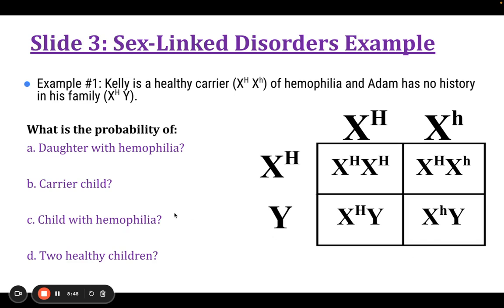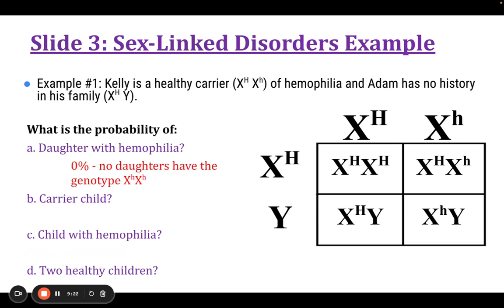So looking at my questions, it asked me what is the probability of having a daughter with hemophilia. So first I need to identify where the daughters are on the Punnett square. The daughters are right here in the top two boxes. Looking at their genotypes, it would be a 0% chance because neither daughter has only recessive alleles. To have a hemophilia daughter, they would need to have the genotype X lowercase h X lowercase h, meaning she is homozygous with that recessive allele on her X chromosomes.